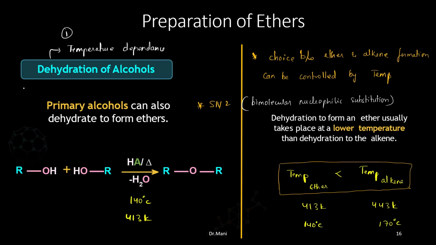Second thing, while you change the temperature, it will be favorable for one product and not for the other. Suppose I decrease the temperature, the reaction is favorable for formation of the ether. If I increase the temperature, the reaction will be favorable for alkenes. So the product is controlled by the temperature. Third one, the formation of the ether happens by the SN2 mechanism.